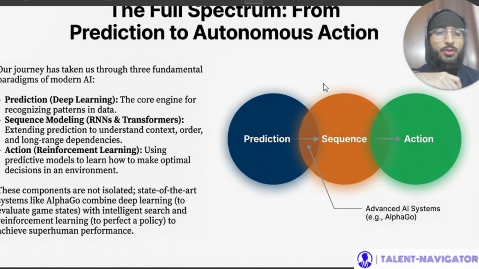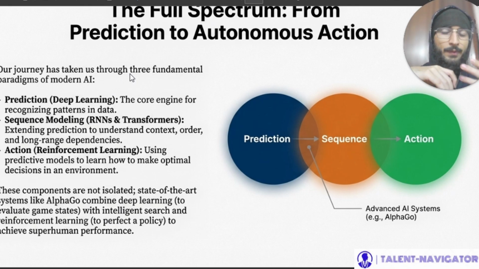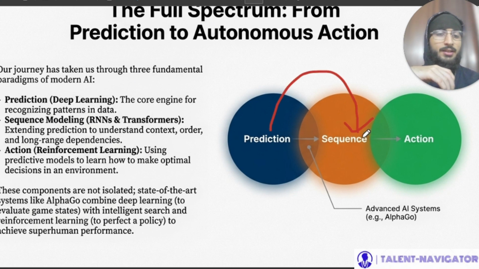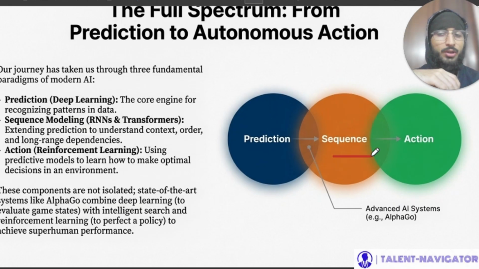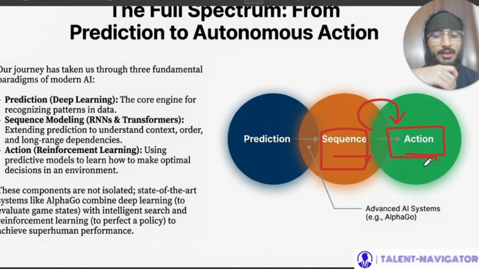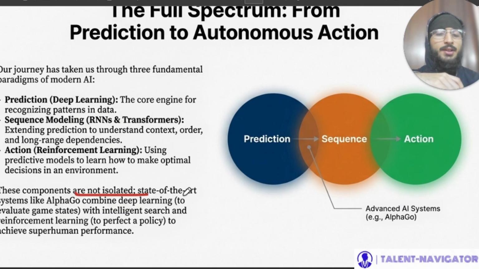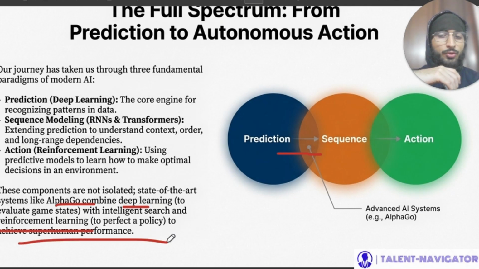Now, the full spectrum from prediction to autonomous action. Our journey has taken us through three fundamental paradigms of modern AI. First is prediction using deep learning, the core engine for recognizing patterns in data. Then we have sequence modeling, RNNs and transformers, extending the prediction to understand the context, the order, and long range dependencies. And then we move on to action, which is reinforcement learning, using predictive models to learn how to make optimal decisions in an environment. These components are not isolated. State of the art systems like AlphaGo combine deep learning, intelligent search and RL to achieve superhuman performance.